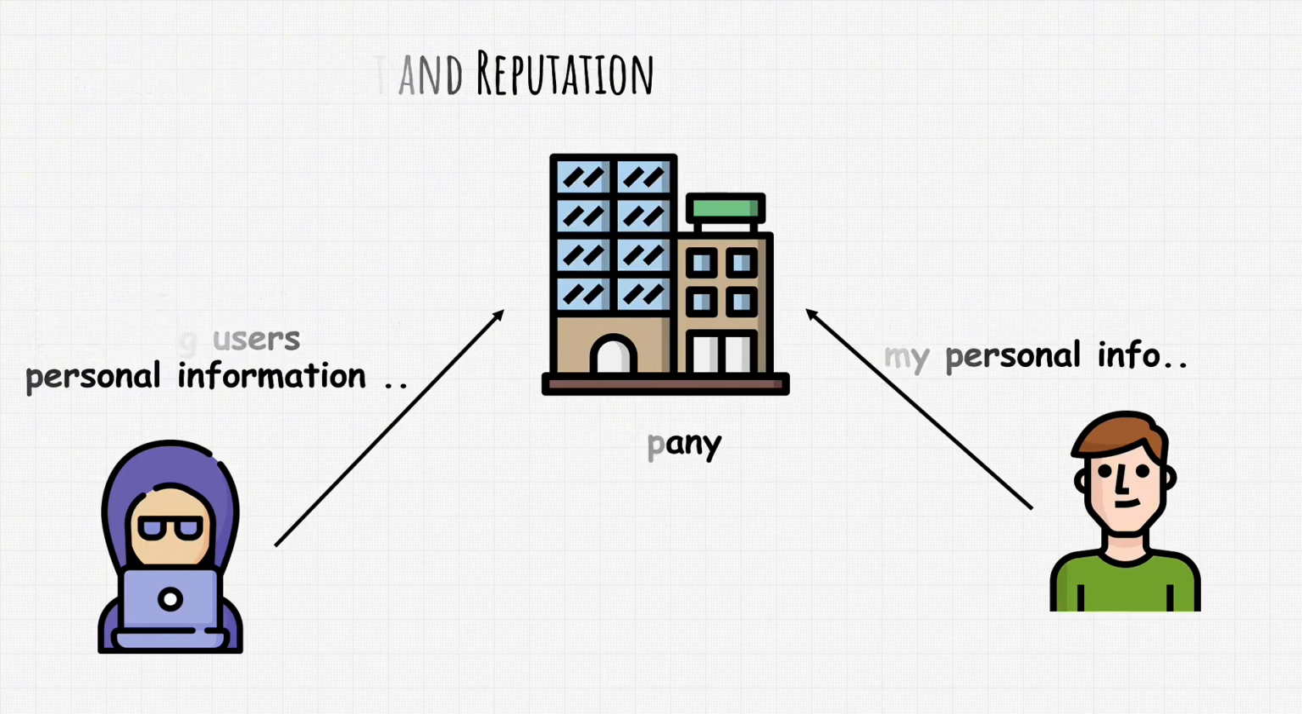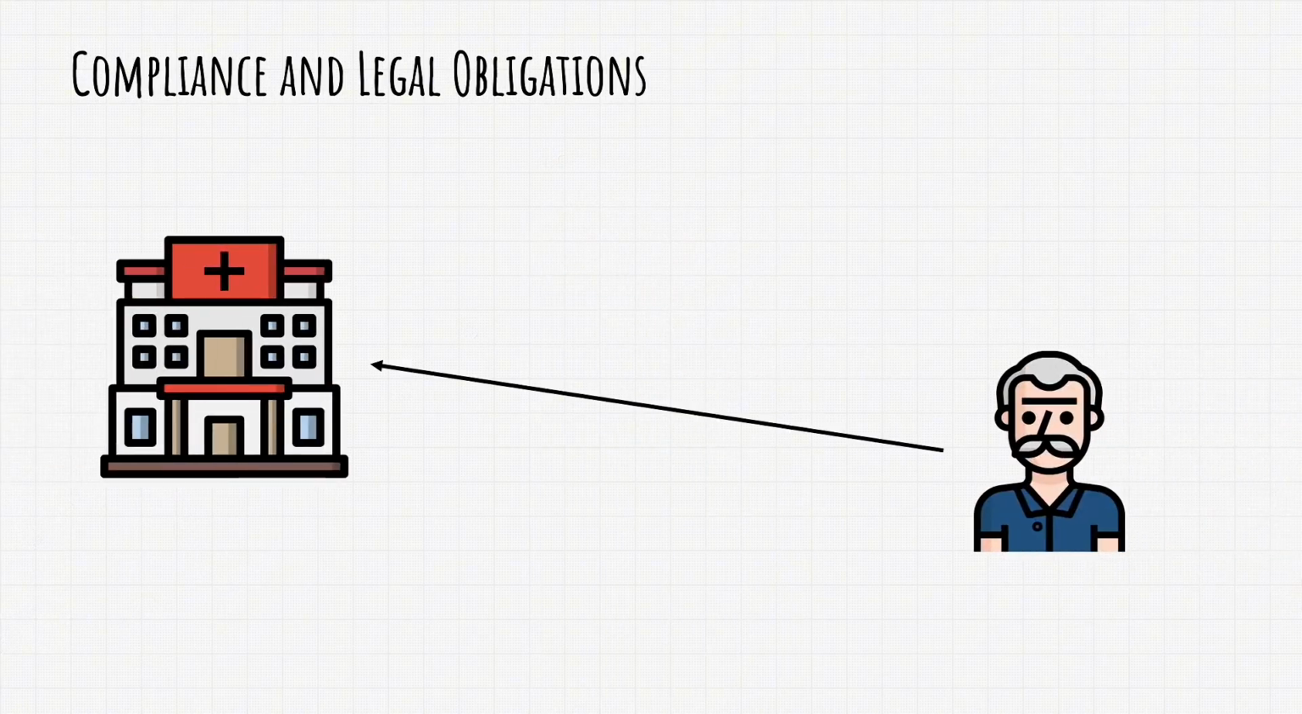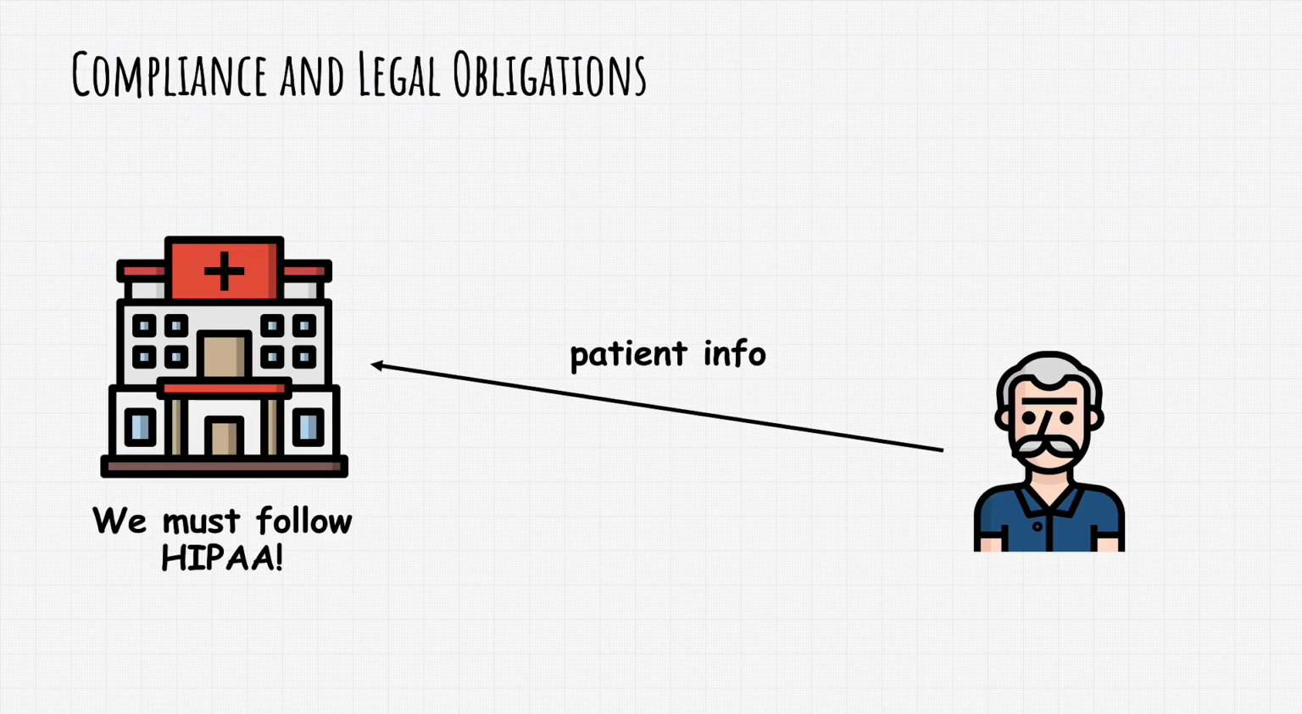It's also that there are certain compliance and legal obligations. Many industries have regulatory requirements mandating certain cybersecurity standards to protect consumer data. A failure to comply with these regulations can result in hefty fines and legal consequences for both individuals and corporations. For example, in healthcare, organizations must follow regulations like the Health Insurance Portability and Accountability Act, also known as HIPAA, to safeguard the patient's data. A breach of this data due to inadequate cybersecurity measures could lead to severe penalties and lawsuits.